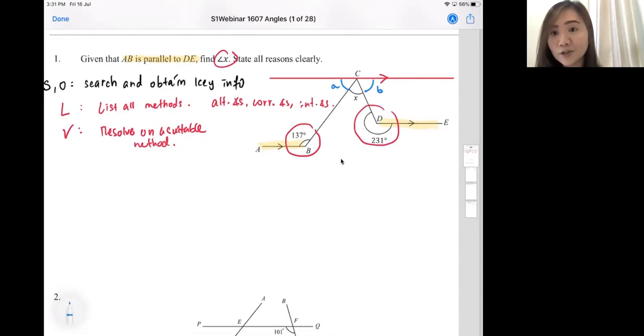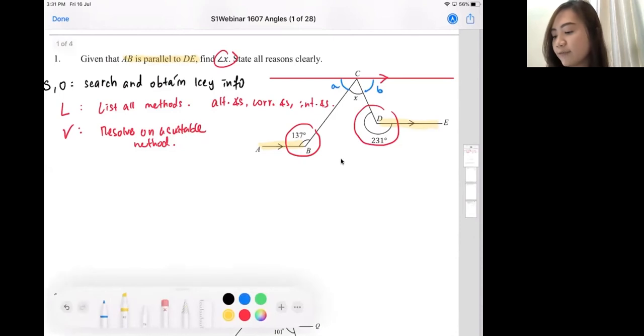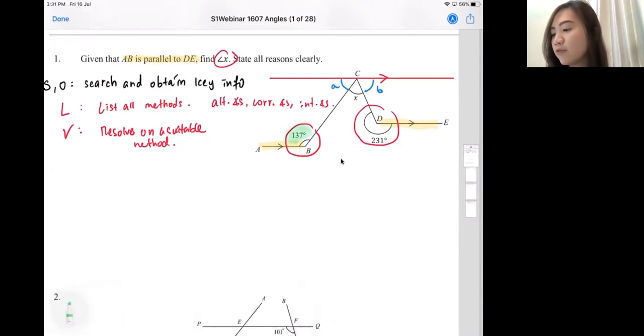They are adjacent angles on a straight line, so they should add up to 180 degrees. A plus x plus B must add up to 180. So if I know what A and B are, I can take 180 subtract A, subtract B. How do you go about finding A given 137? Given this 137, how can we go about finding A?